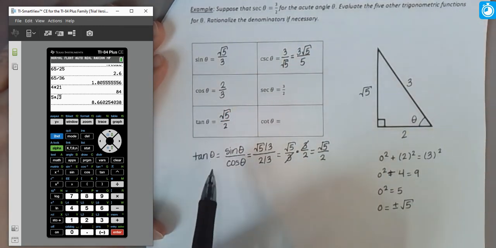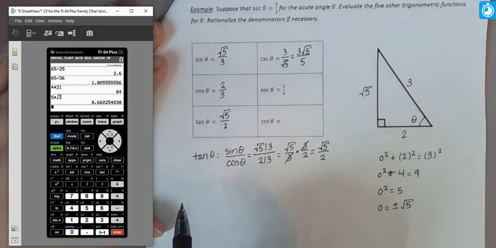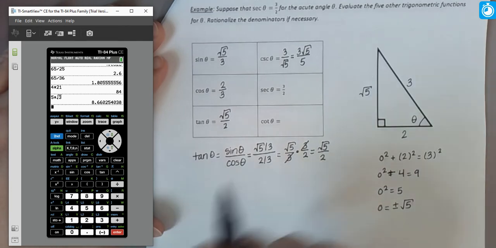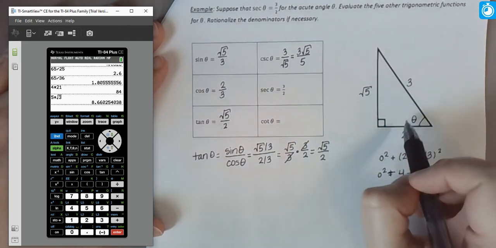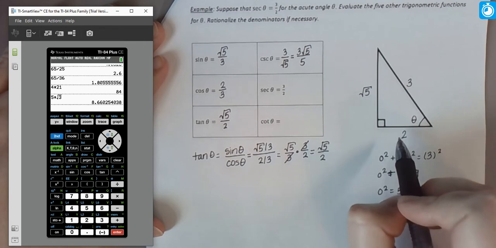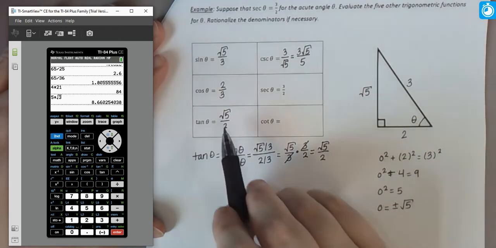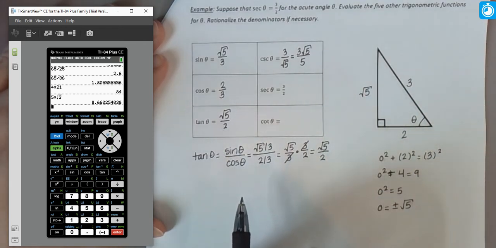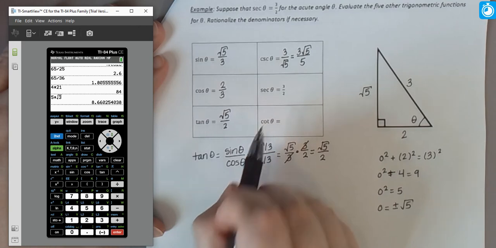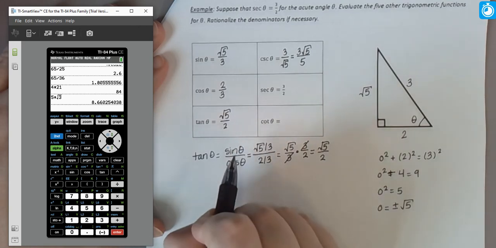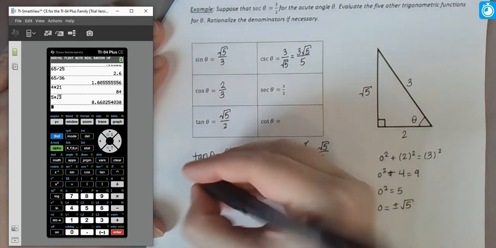Does that also match up with our ratios? Well, tangent is defined as opposite over adjacent. So from this angle, opposite over adjacent is going to be root 5 over 2, which is what we have for our tangent. So that makes sense. Now let's see if we can do the same thing for cotangent. Another way of defining cotangent is the ratio of cosine over sine. So we'll flip this one.